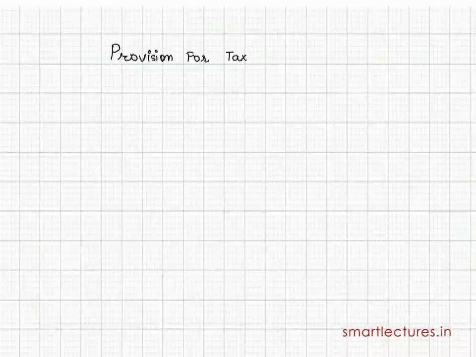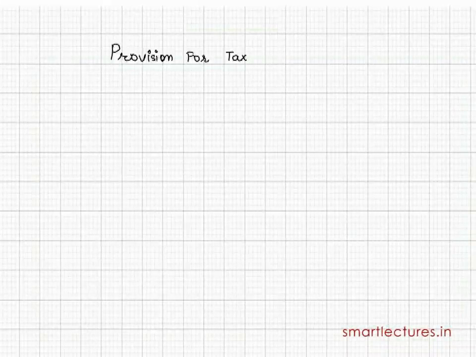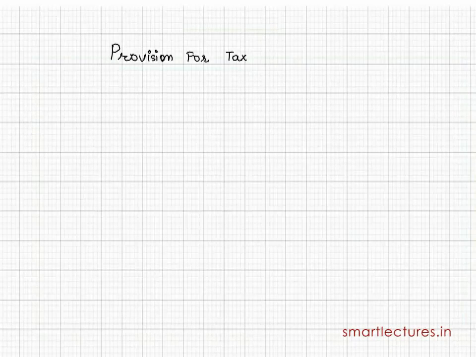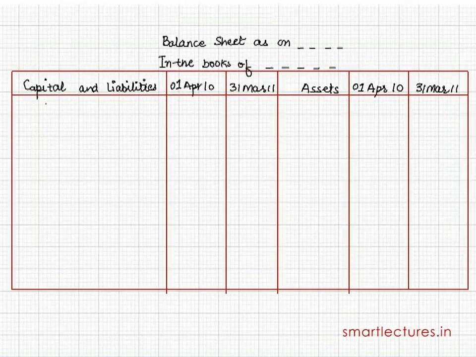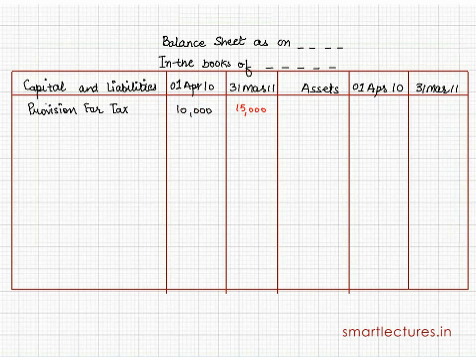Now we'll discuss provision for tax. You will find this provision for tax always on the liability side. Suppose you are studying some balance sheet. On the liability side, in the opening column you find 10,000 and in the closing column you find 15,000. Now the question is, what is provision for tax?